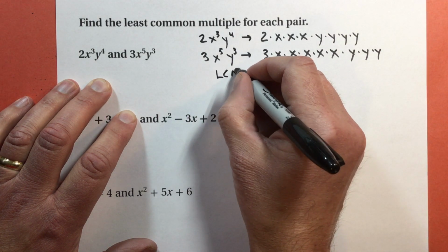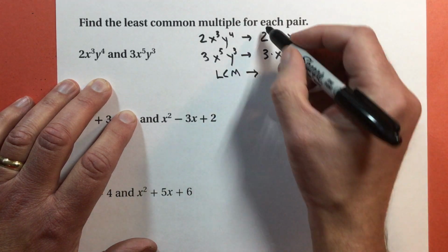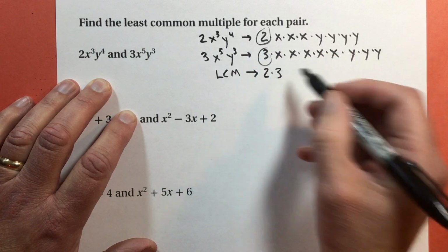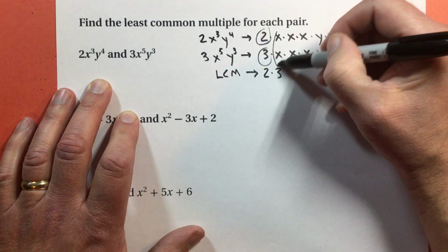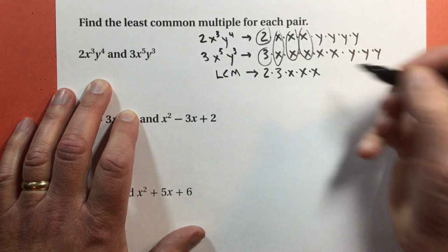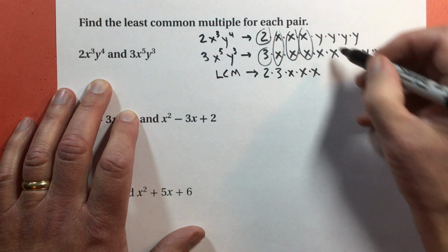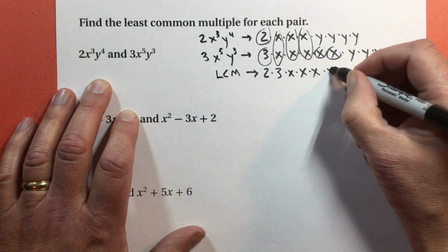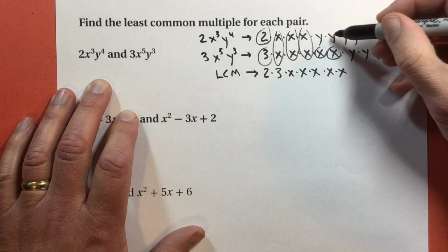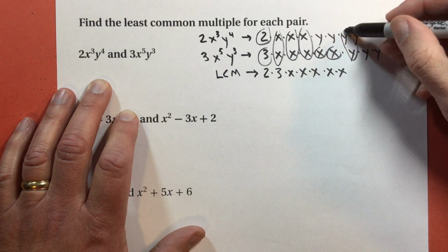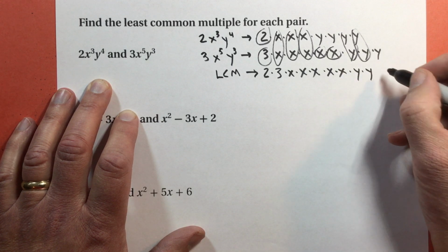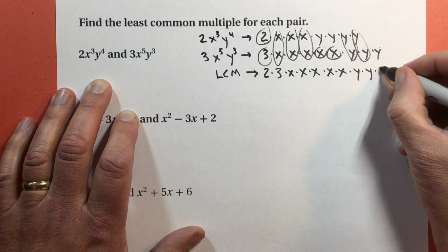My least common multiple has to have a 2. There's no shared 2 here. It has to have a 3. But now the shared x's, I'm only going to write once: x times x times x, for each pair that's shared. But of course I've got a couple of extra x's here. And the shared y's, I'll do it like that. So I've got y times y for the shared ones, and then 1, 2, 3 more left over.